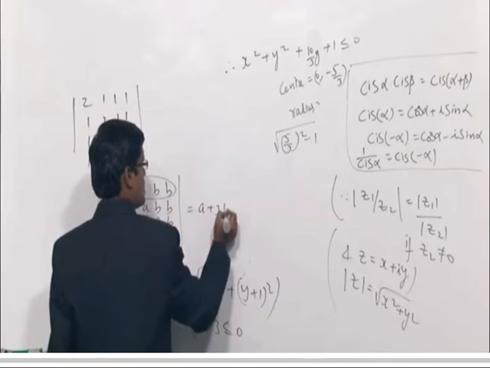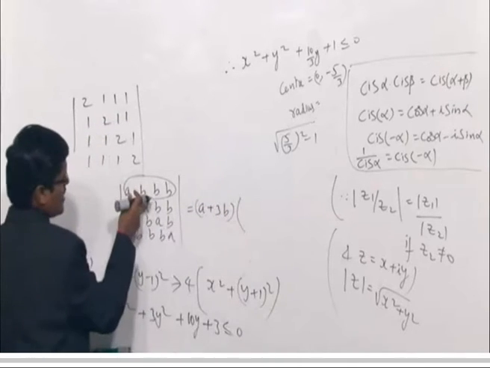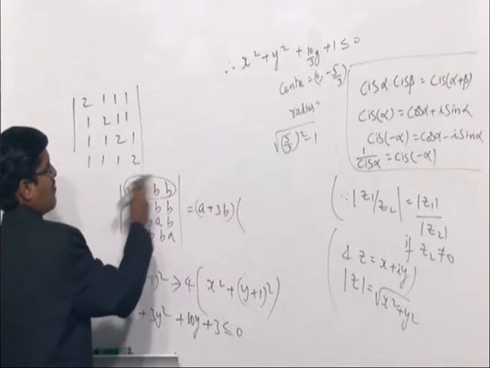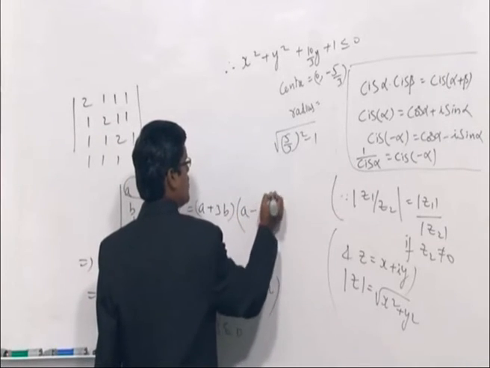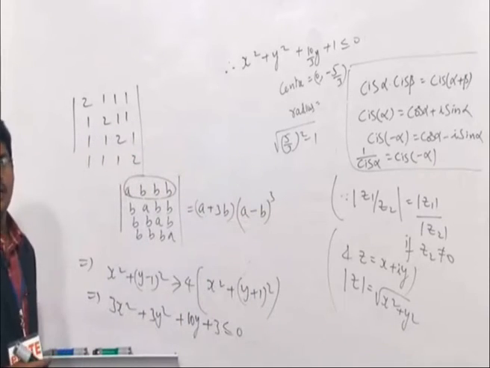Elements a plus 3b, and then first element minus second element, first element minus third element, first element minus fourth element until we reach the last column, a minus b whole cube. This is the shortcut method directly.